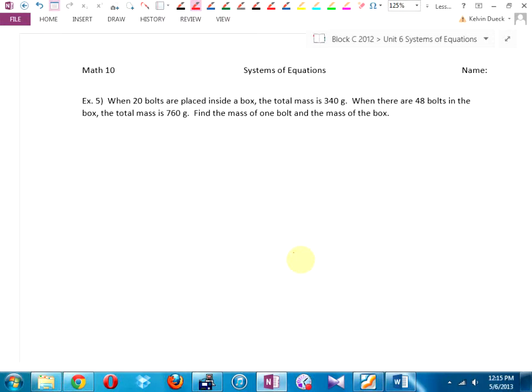Alex S., my friend, can you read example 5 to me, please? When 20 bolts are placed inside a box, the total mass is 340 grams. When there are 48 bolts in the box, the total mass is 760 grams. Find the mass of one bolt and the mass of the box. What are they asking me to find? The mass of one bolt and the mass of the box.